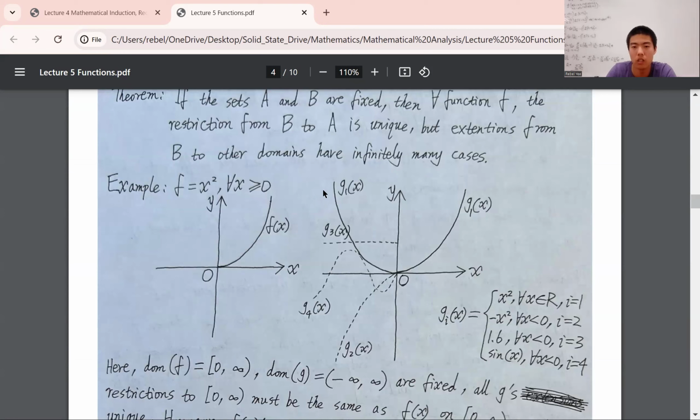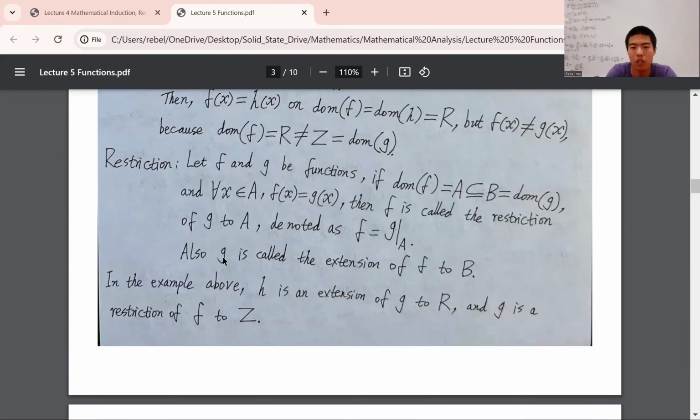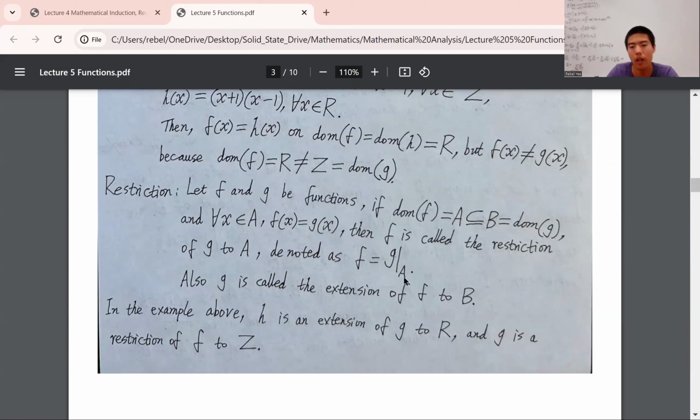So we say f is a restriction because we can see here, if this is g, we can narrow the domain of g to only x larger than 0, then f is here. So it is a restriction on the domain, right? And we denote f as g vertical line A, and the vertical line here means the restriction, so g only based on A. And g might also be called the extension of f to B, because they have the same value on A, but g has more information than f on another set, which is the difference with B.